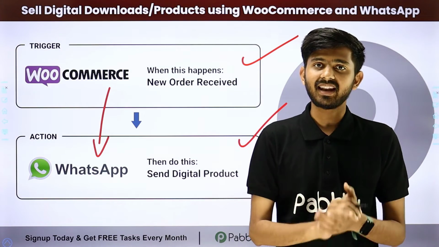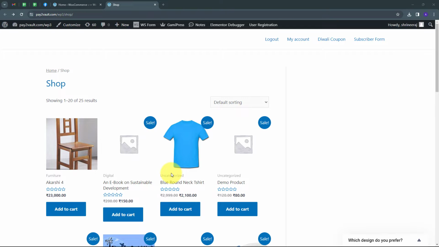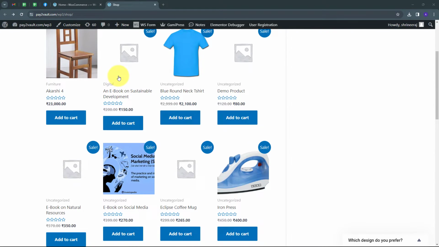So how am I going to build this connection? For that, let me take you to my computer screen. I hope you can all see my computer screen, and today we are going to see how we can sell digital downloads or products using WooCommerce and WhatsApp. Here in WooCommerce, I have these two digital products of ebook. What I want is that whenever a customer purchases any of these digital products, these products should automatically be shared on WhatsApp so that the customer can download it through WhatsApp.